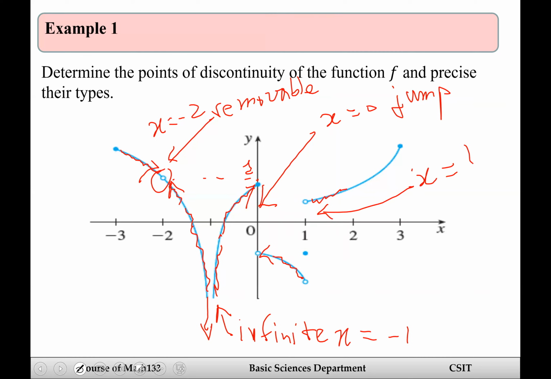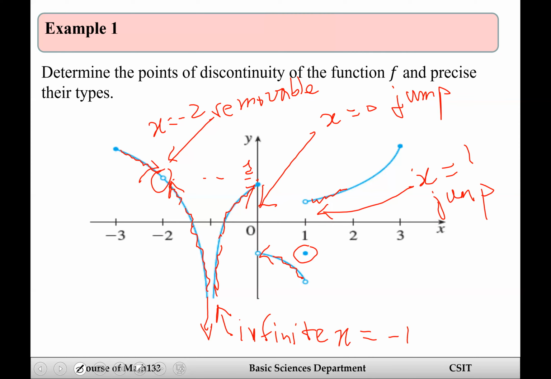And clearly, this is a jump from left to right. They don't meet, although the function is defined at the point 1, but that doesn't matter for continuity. We need to have the limit to the right equal to the limit to the left, and then it must be equal to f of the value of the function.